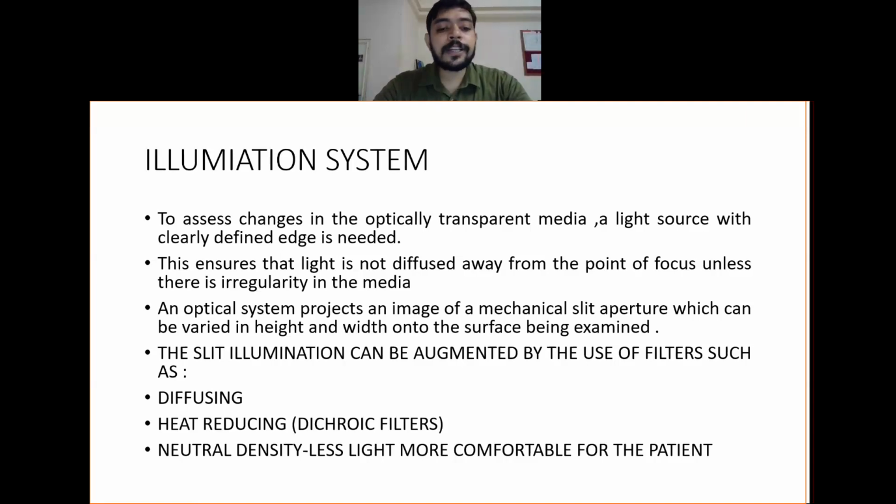Then neutral density filter: less light, more comfortable for the patient. So consider if the patient is having some corneal abnormalities like corneal aberrations. There will be scattering of light, and if we are projecting a strong beam of light, then the scattering will be even more, and the patient will experience photophobia from the strong light we are projecting onto the eye. So it's always better to use a neutral density filter, so the intensity of the light will be cut off evenly throughout the spectrum.